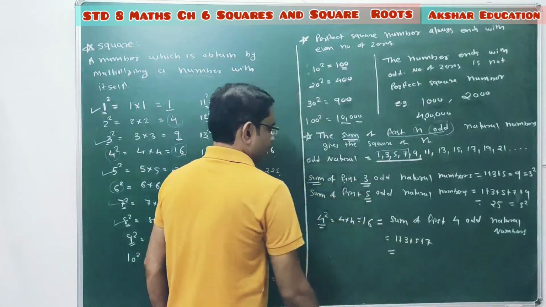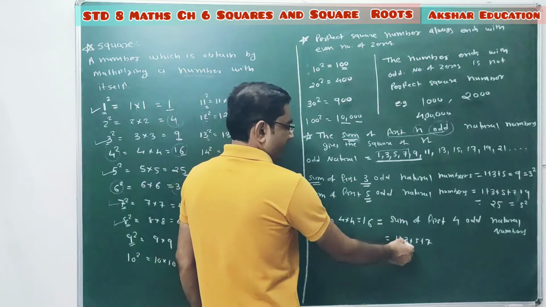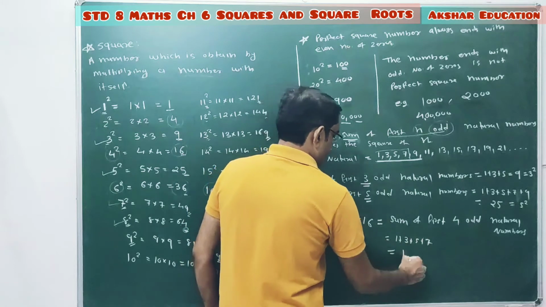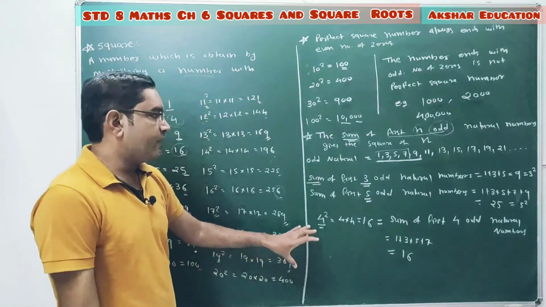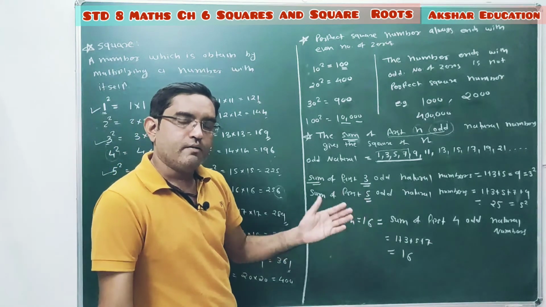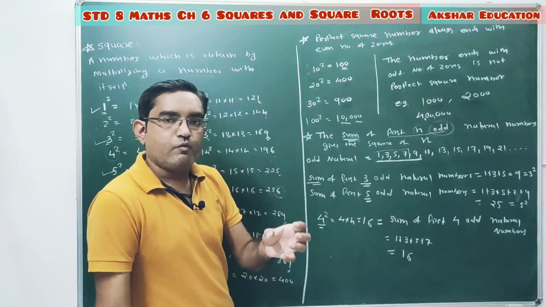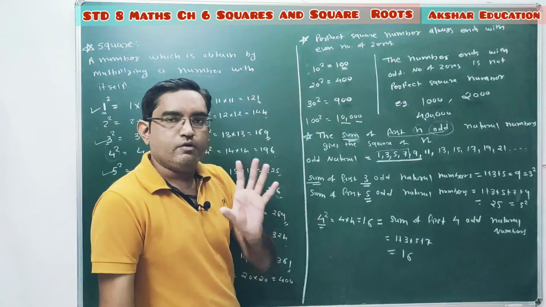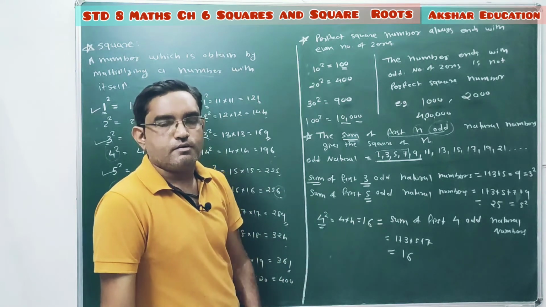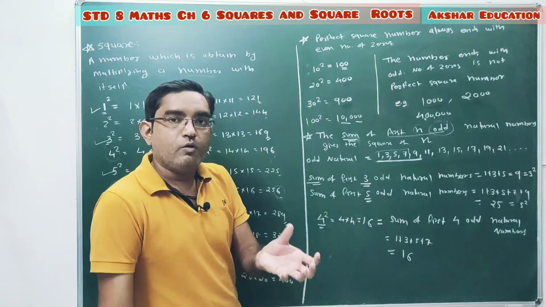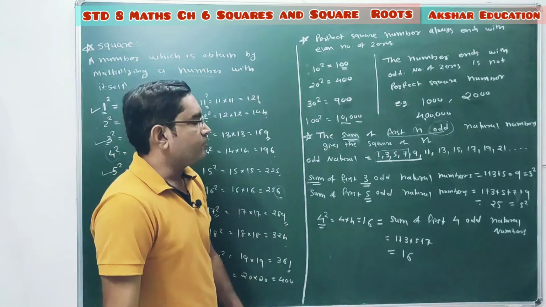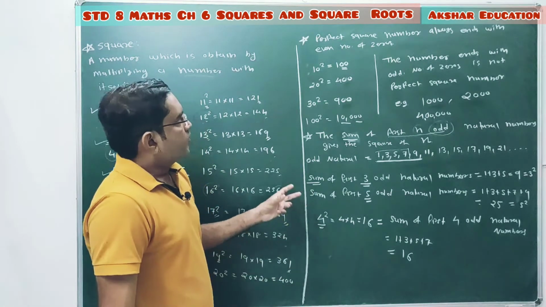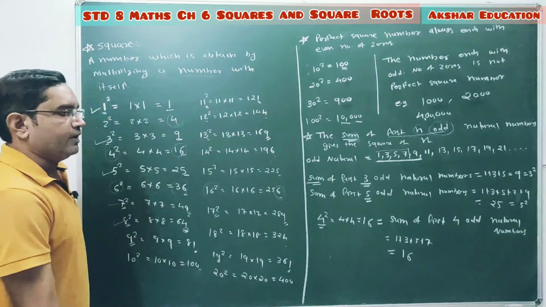So what is this addition? 1 plus 3 is 4, plus 5 is 9, plus 7 is 16. So 4 square is 16. So this is how you can find the square of any natural number by considering the sum of that many odd natural numbers. Clear, students? So this is the property of squares. So pause the video and note it down.